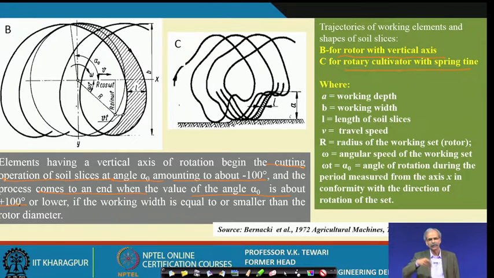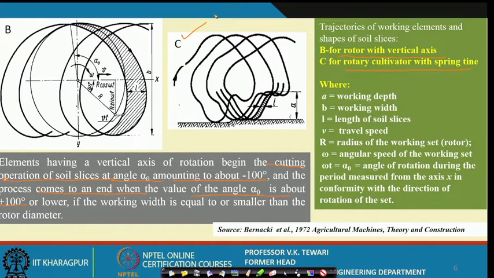It is very simple, because since it is in the vertical direction, it is easier to understand where it starts and where it will end. So, it starts at about minus 100 degrees and closes at plus 100 degrees, or even lower than that, depending upon the size of the blade that has been used over there.